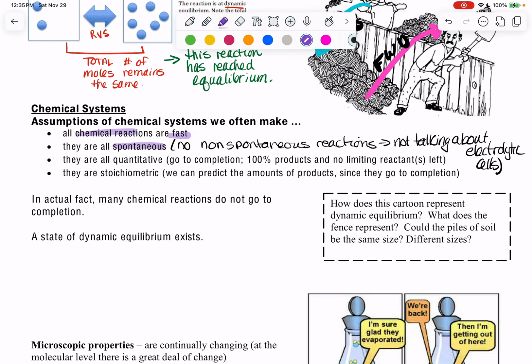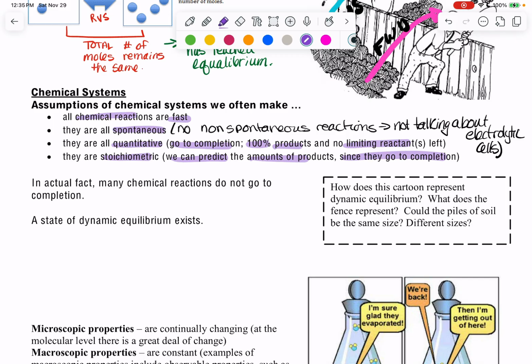And that they're all quantitative, which means that they go to completion. So 100% products and no limiting reactants are left. We also assume that they're stoichiometric, which means that we can predict the amounts of products since they go to completion. And that's what we've been talking about in terms of reactions so far, except for the electrolytic cells.